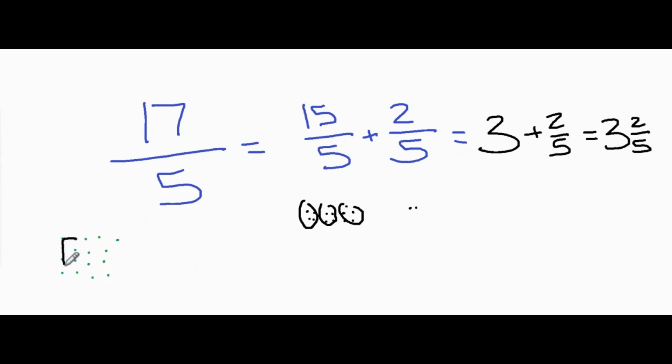1, 2, 3, 4, 5. Again, 5 and 5. So I have 1, 2, 3 wholes. And what do I have here left over? I have 2. And that's my 2/5. Okay, 3 and 2/5. Hopefully this is helpful. I can definitely go into more detail if needed, but it's definitely going to be a start.